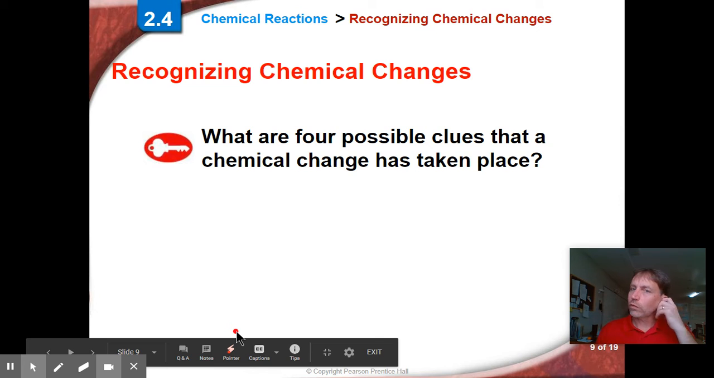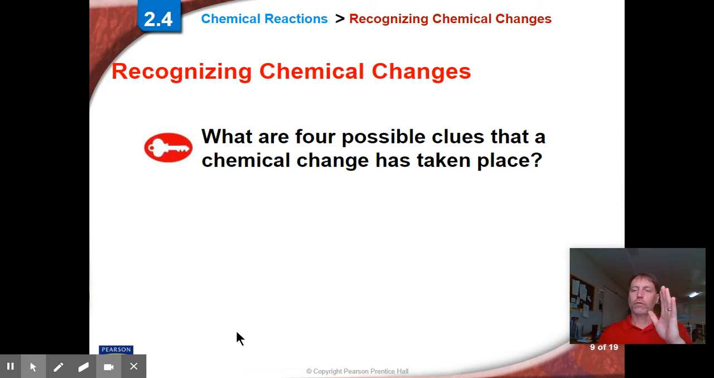So there are 4 clues. I want you to think about those for a second as I say them. 4 clues that'll tell you that a chemical reaction or a chemical change has taken place. So think about all the chemical reactions you've seen in your life, from science classes to when you've eaten some food, or you might see a fire happening or something like that. What are some clues that a chemical reaction or chemical change has taken place? Think about that for a moment. Even pause the video if you want to.